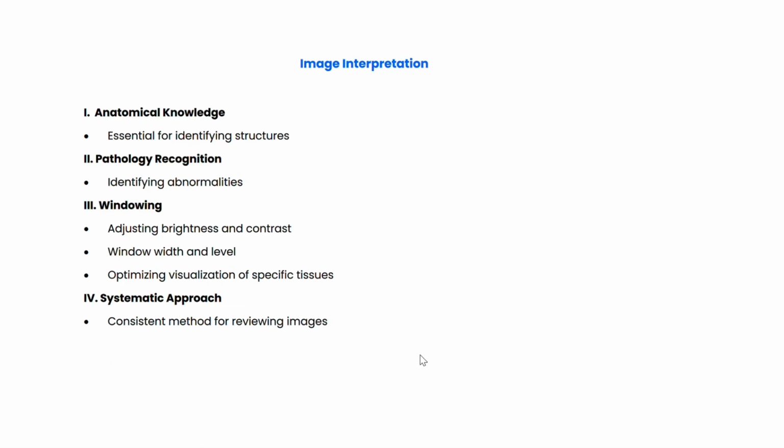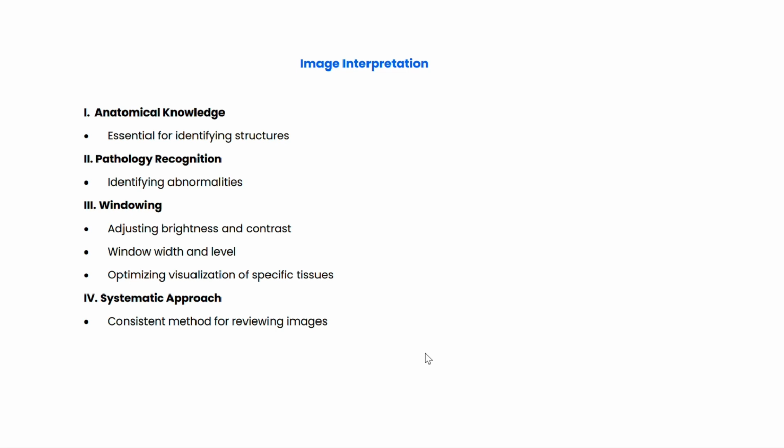Interpreting CT images requires skill. Anatomical knowledge is essential for identifying normal structures. Radiologists must also be able to recognize pathology or abnormalities.